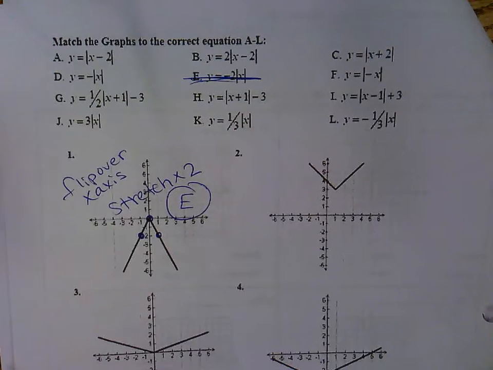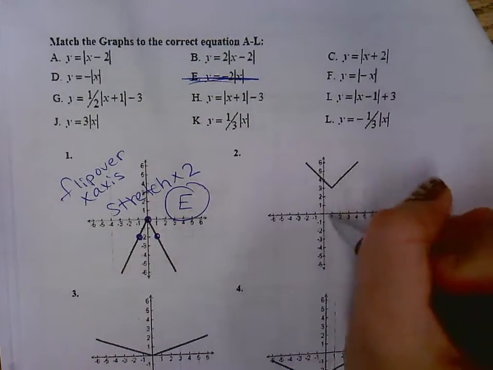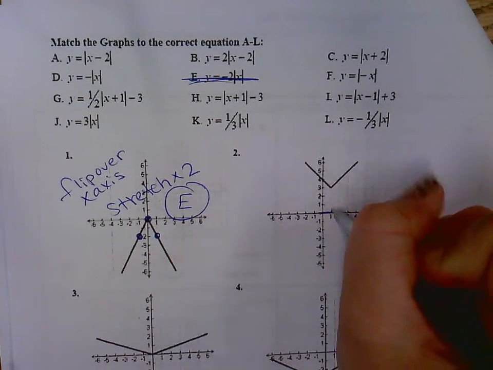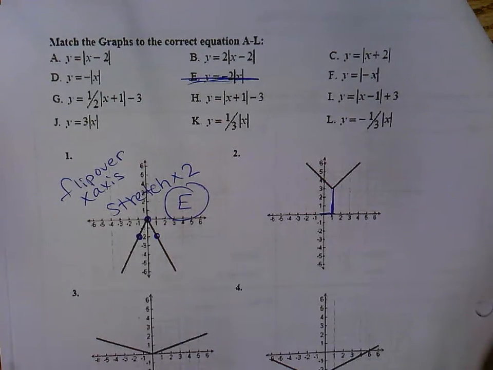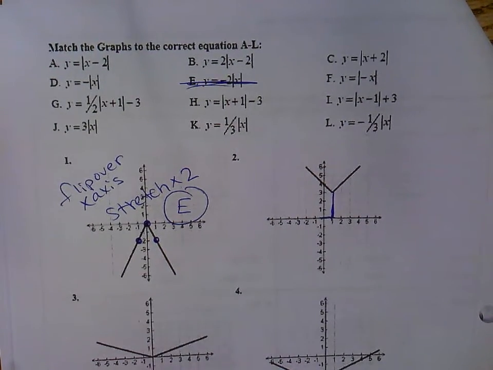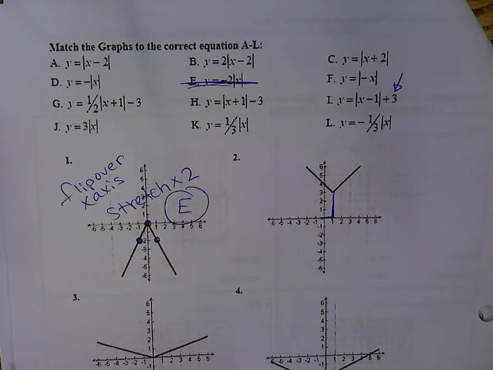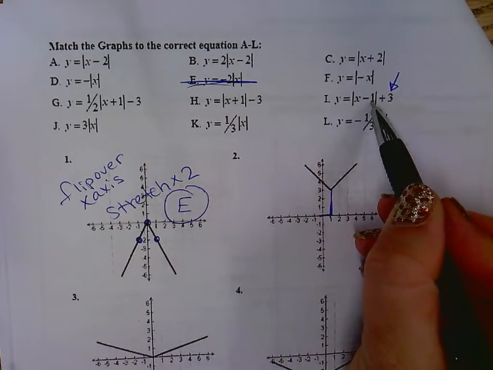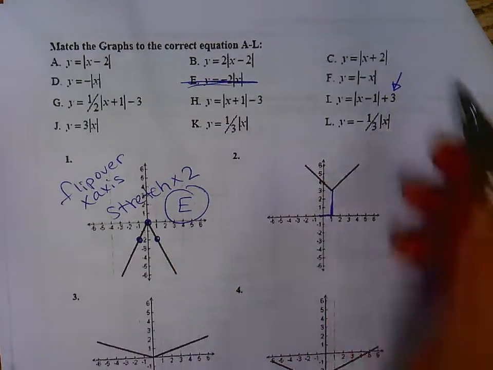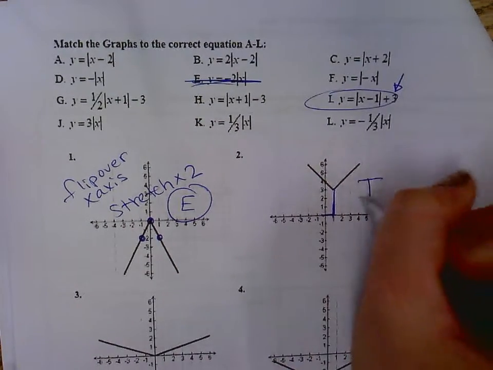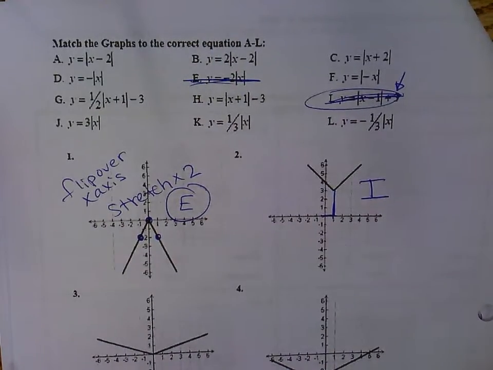So if I think about where this has gone, it went right 1, up 3. So I know that plus 3 has to be in the equation. It's probably this one right here, right? I see a plus 3 outside. Yep, minus 1 would shift me to the right. So that must be I. Did you get that one? So number 2 should be I.